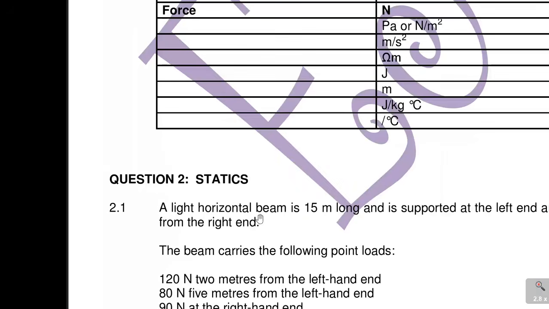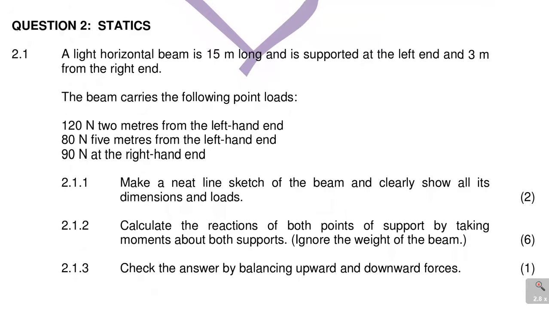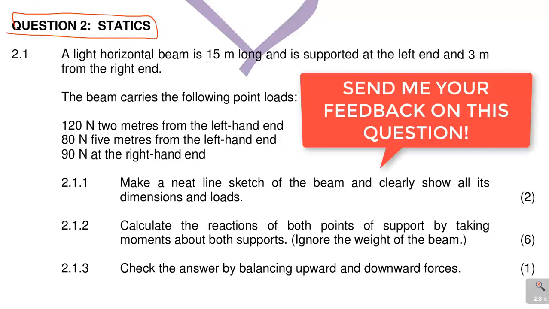Let me bring it to you. I want you to try this question, question 2. Just look at it. It says a light horizontal beam is 15 meters long and is supported at the end and 3 meters from the right end. The beam carries the following loads: 120 newtons 2 meters from the left hand end, 20 newtons 5 meters from the left hand end, and 90 newtons at the right hand end. So they give you those forces that are facing down.